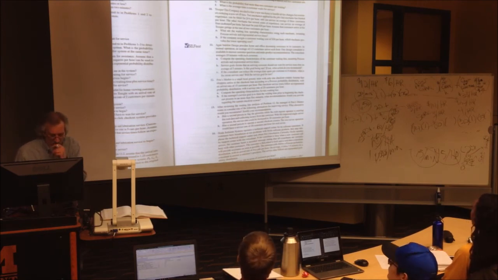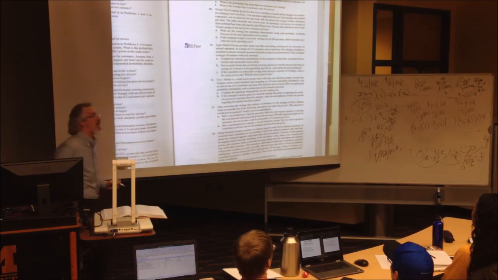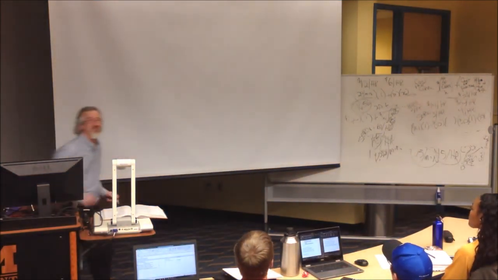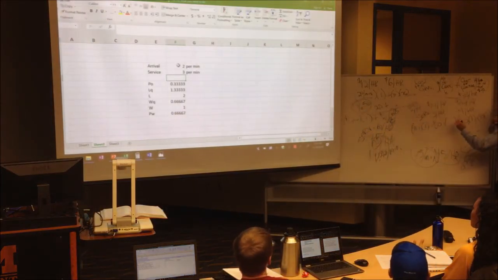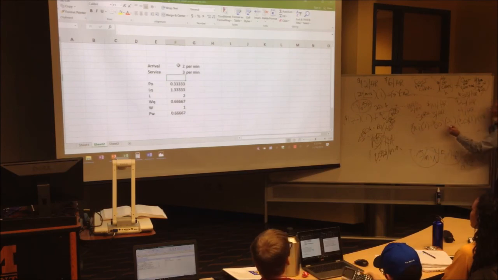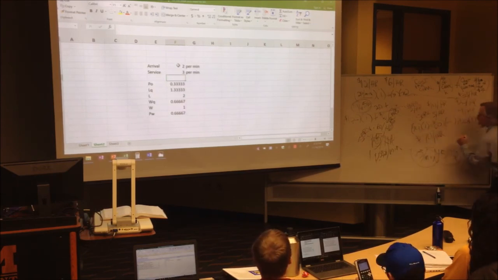The first one can service 3 per hour. 2 per hour arrival, 3 per hour service. What is L? 2. Give me the total cost. 14 times 1, plus 30 times 2. That's $74 per hour. Am I correct?